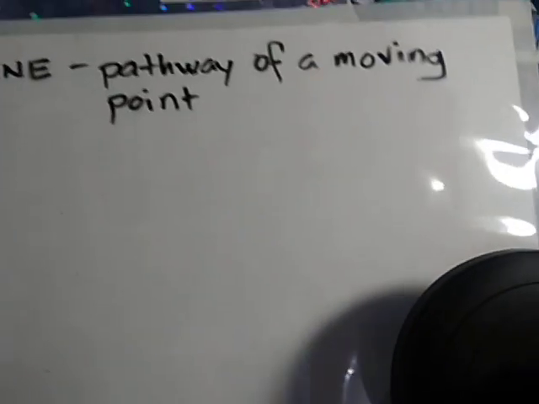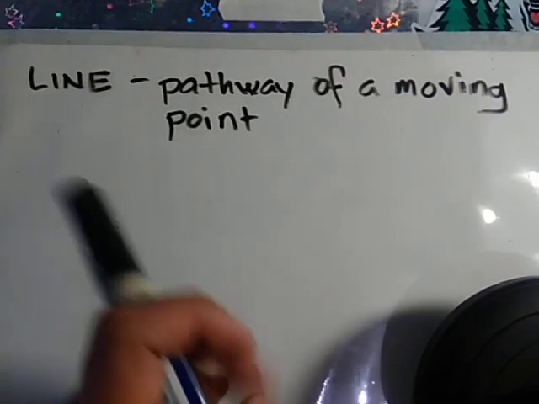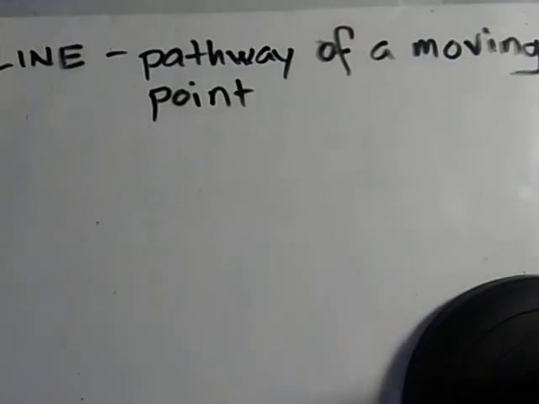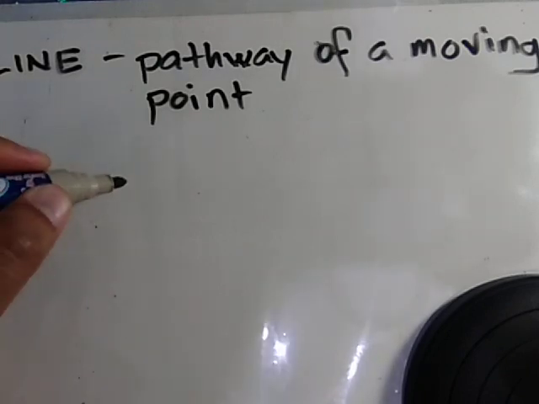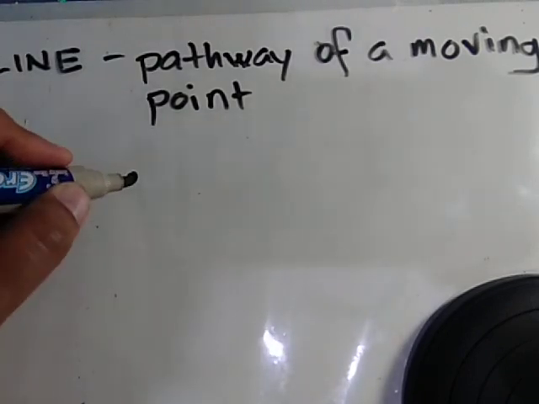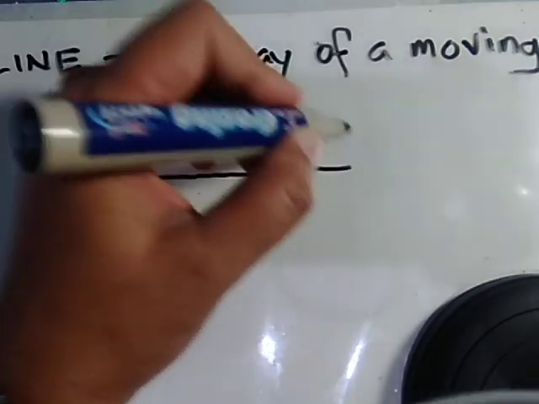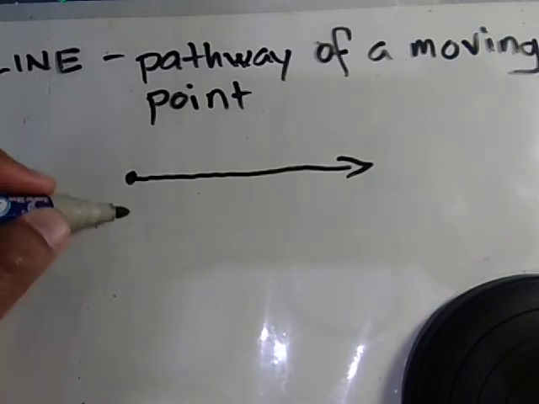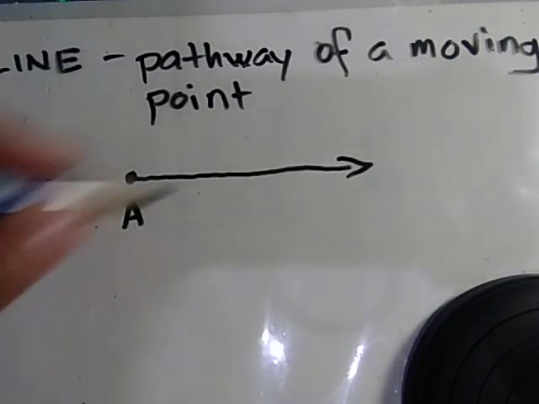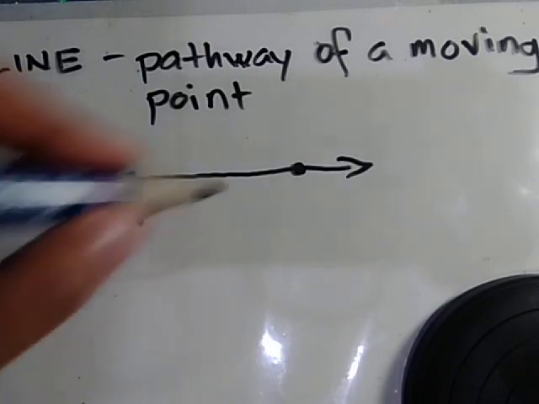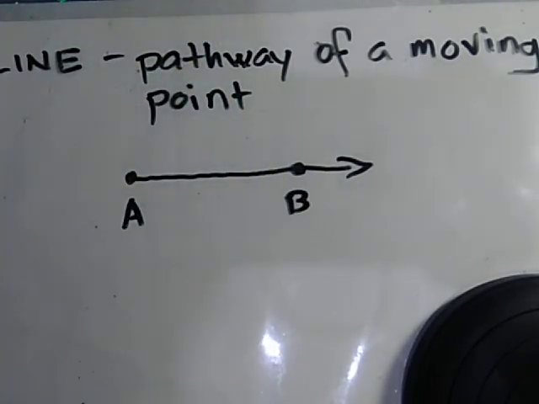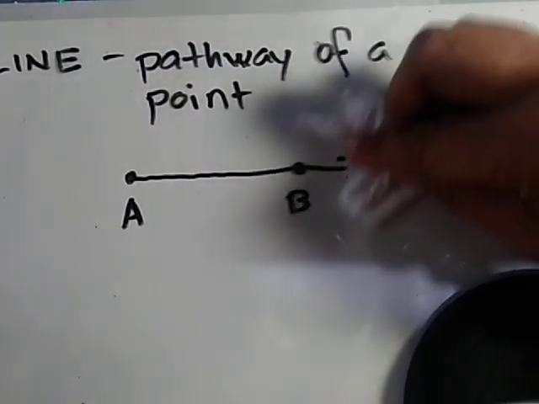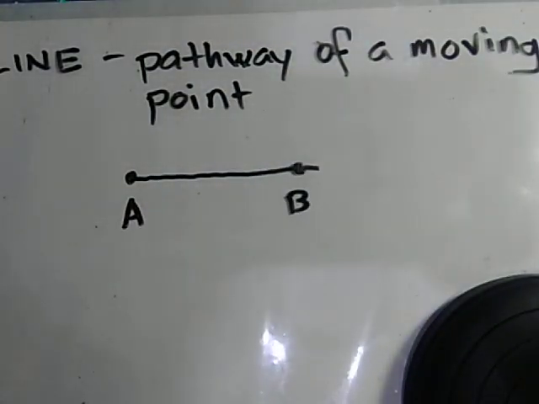Our next topic will be about line. So what is a line? A line is the pathway of a moving point. So let's take, for example, this particular point. Now, if it goes towards the right, it goes endlessly there. So that could be a point starting at A, and it could also end at this particular point, point B. So if it ends there, let's just remove this part there. Okay, next.